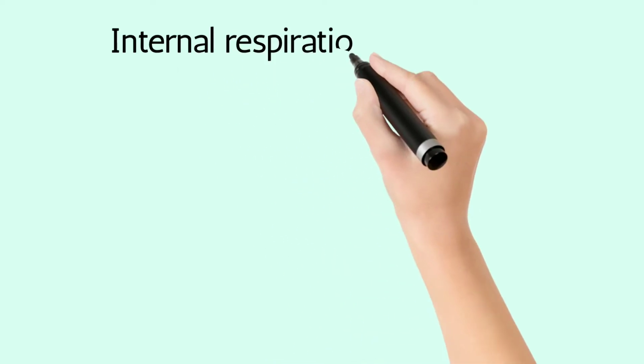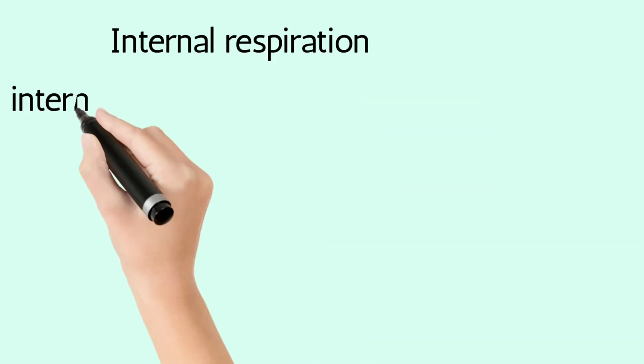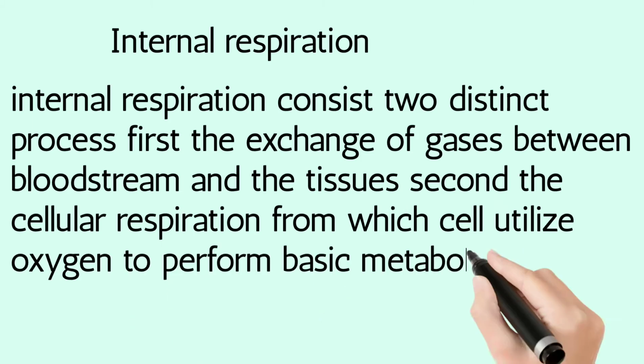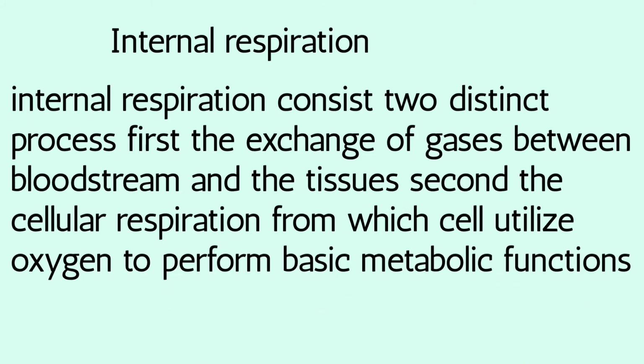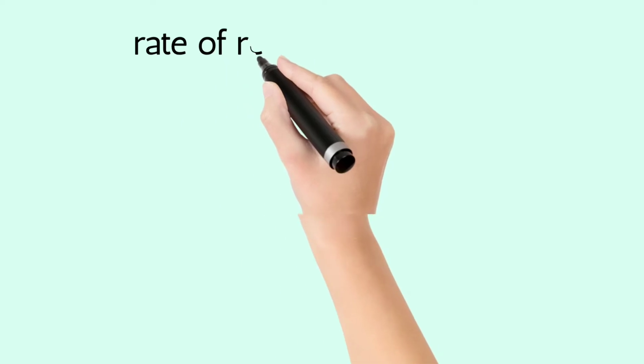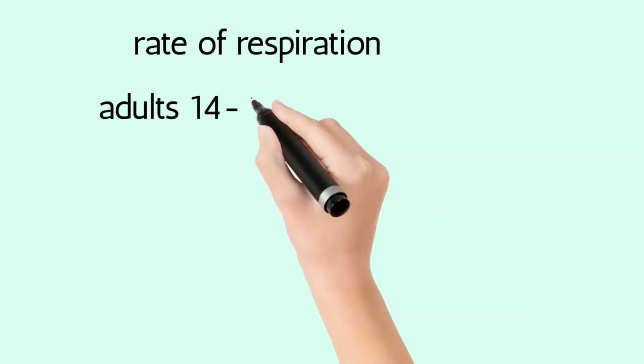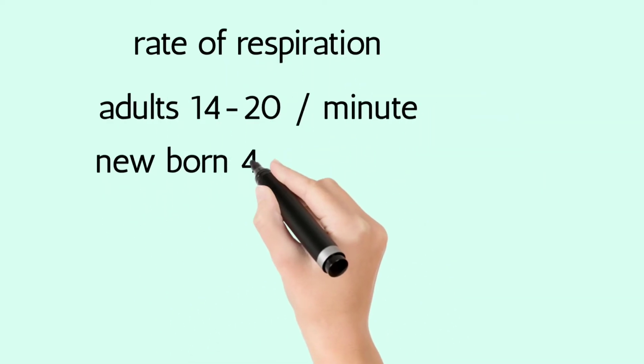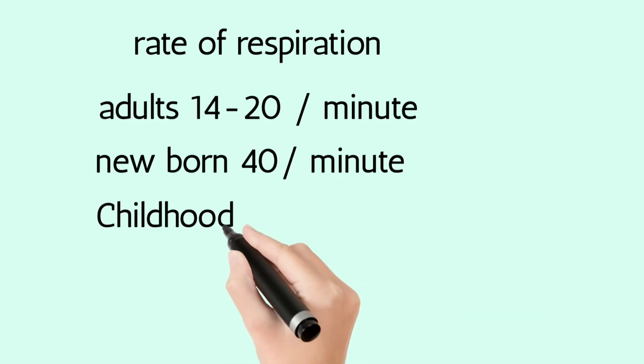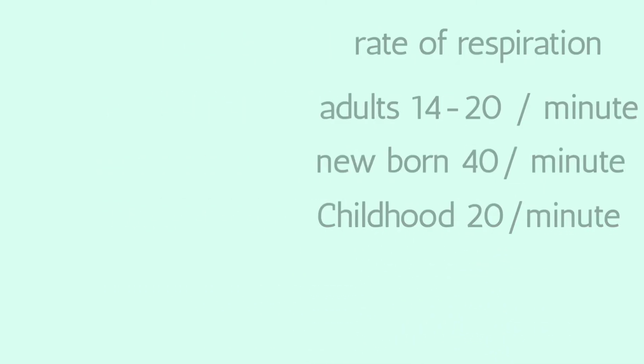Internal respiration. Internal respiration consists of two distinct processes. First, exchange of gases between the bloodstream and the tissues. Second, cellular respiration, from which cells utilize oxygen to perform basic metabolic functions. Rate of respiration: adults 12 to 20 per minute, newborn 40 per minute, and childhood 20 per minute.